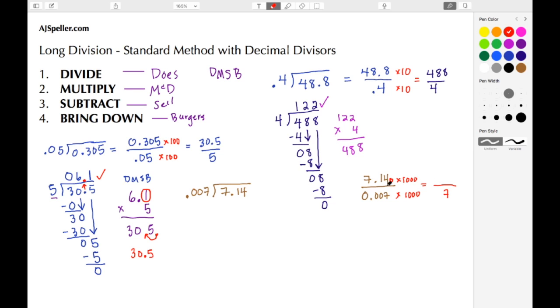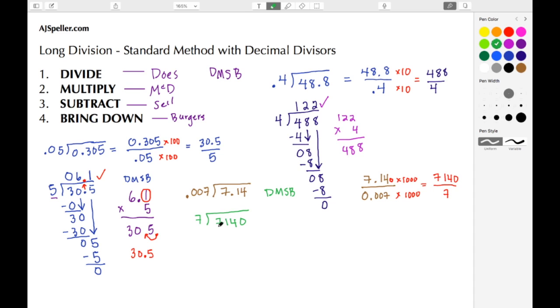So this here, 7 and 14 hundredths, turns into 7,140. Now I'm going to rewrite using this equivalent fraction. So here my divisor is the 7, and my dividend is the 7,140. Then I go back to DMSB, or divide, multiply, subtract, and then bring down.